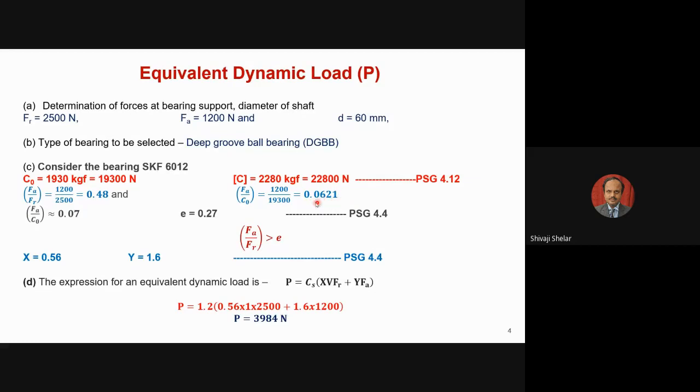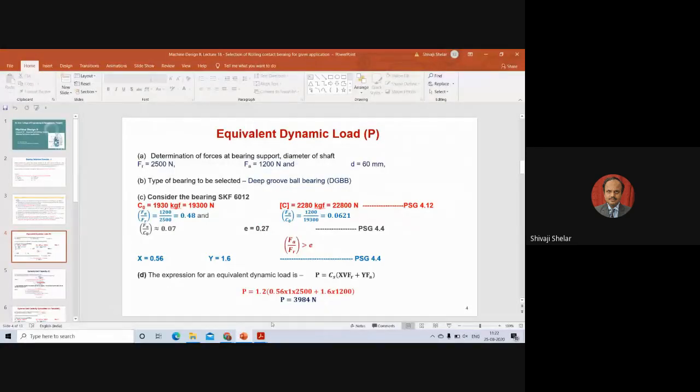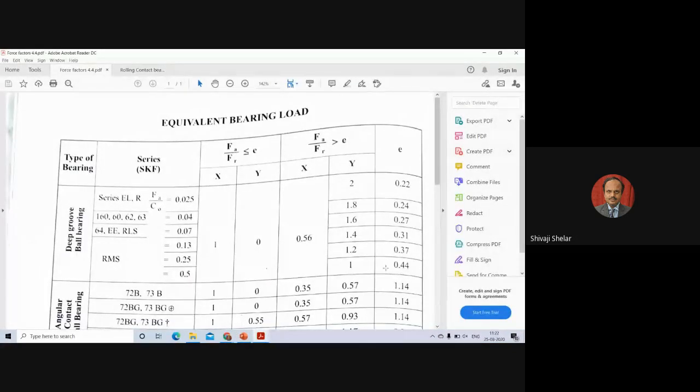So now we have to go to the table. With this, we have to find out the X and Y factors. These X and Y factors will depend upon the ratios FA by C naught and FA by FR. So we have got this value of 0.062. Let's go to the table. I'm going to the table on page 4.4. I have downloaded it separately so that we can quickly use it. So this is my 4.4 page, equivalent bearing load, X and Y factors, depending upon the FA by FR ratio and your FA by C naught.